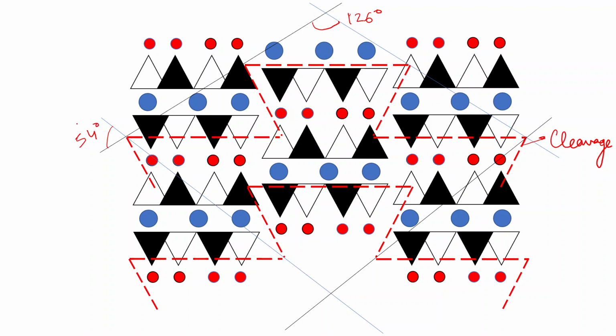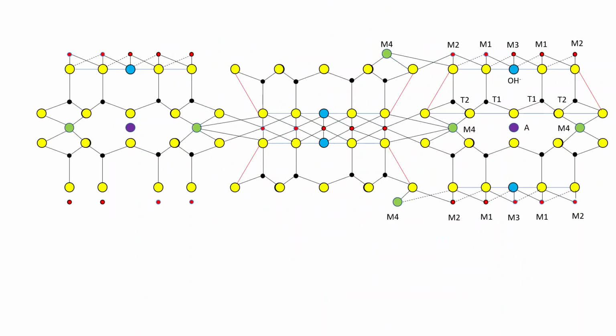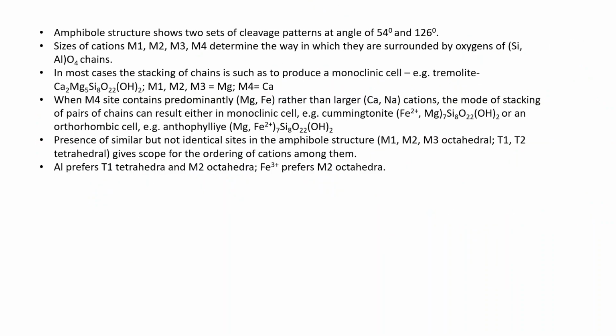This is the reason why the cleavages in the hornblende, or the amphiboles, they are arranged at an angle of 126 and 54 degrees. That is just because of the arrangement of these linked chains, double chains, along with the sides. So if we come to the detailed structure, this is what I was saying, that they show two sets of cleavage patterns at an angle of 54 and 126 degrees.